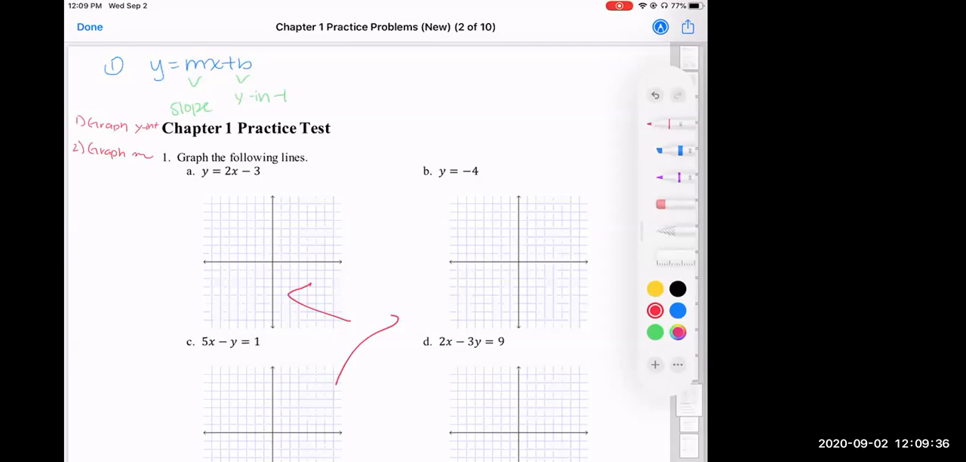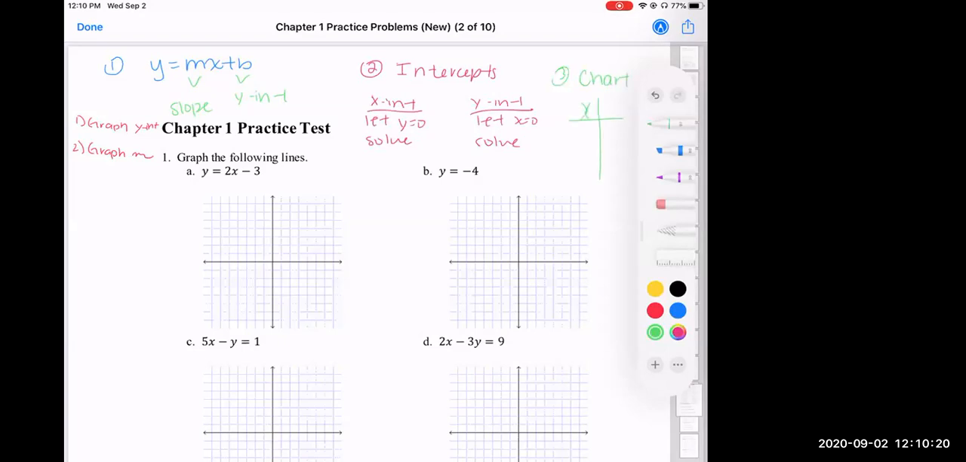Another way I can go about graphing is I can use my intercepts. A second way to do it is your intercepts. So we see that we can use an x-intercept. To find your x-intercept, you let y equal 0 and solve. And to find the y-intercept, we let x equal 0 and then we solve. You get 2 points that are on the x and the y-intercepts. And third, you can always do a chart and pick points for x and pick points for y. And you can create coordinate points.